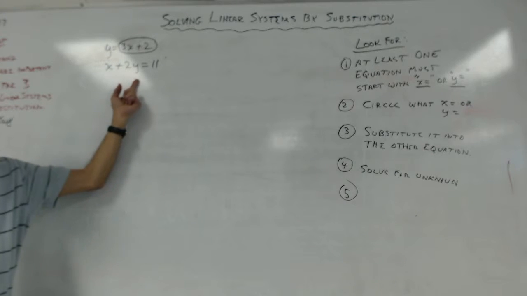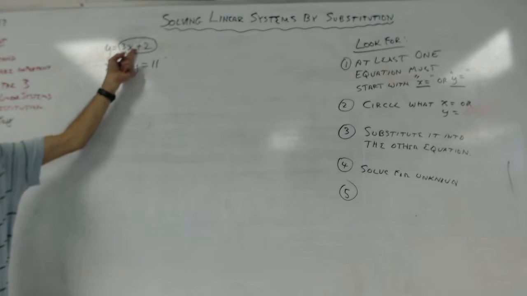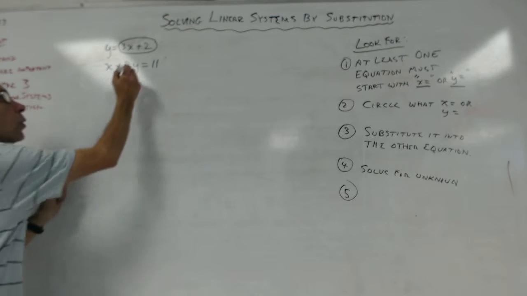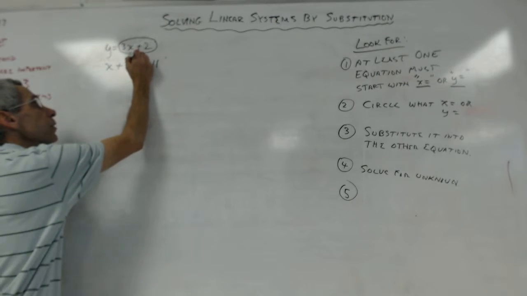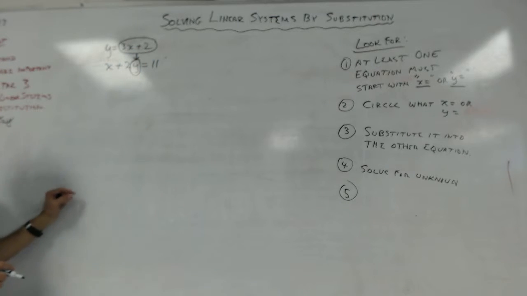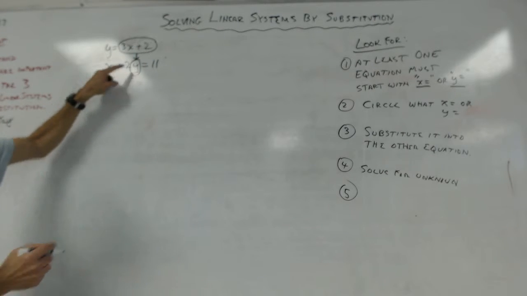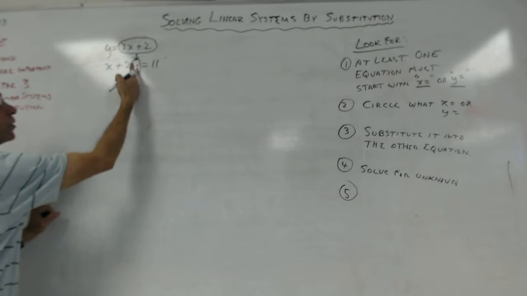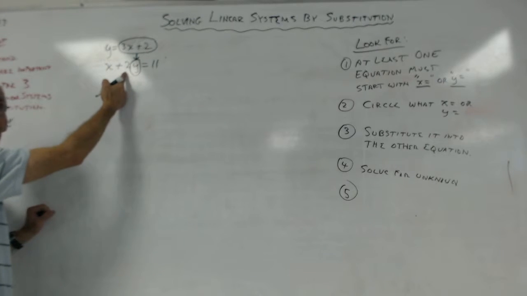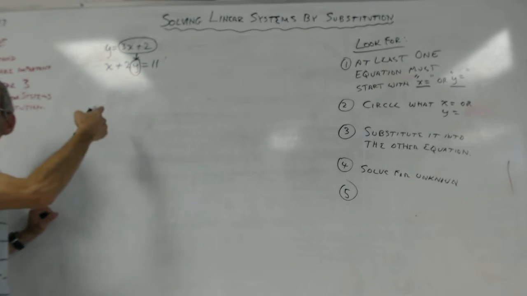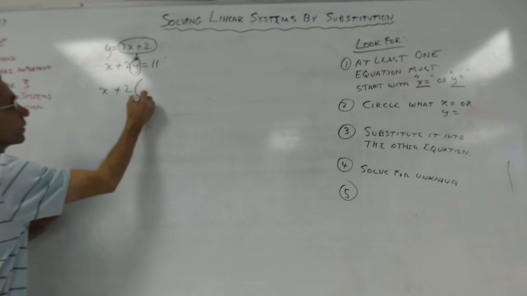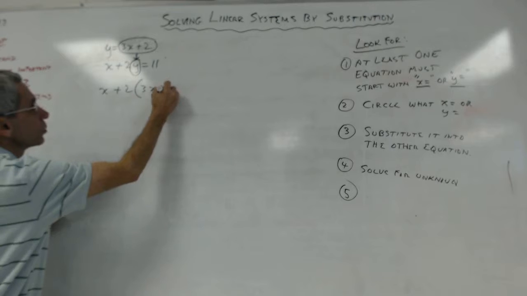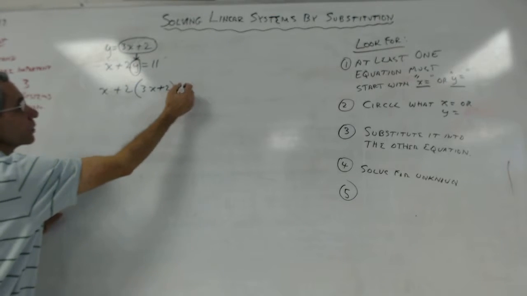2y, but this says y. I'm only circling the y, not the 2. And I'm going to put this down into this. Now I'm going to substitute this into the y, but I've got to keep that 2 as 2 times, in parentheses. So I've got x plus 2 parentheses, 3x plus 2, equals 11.